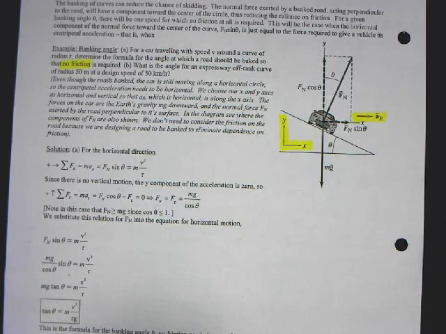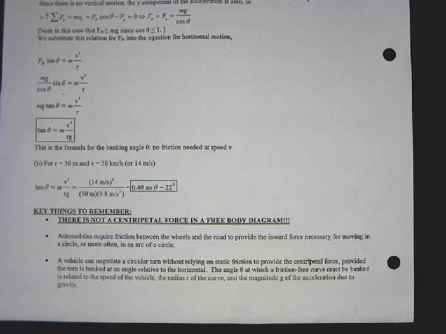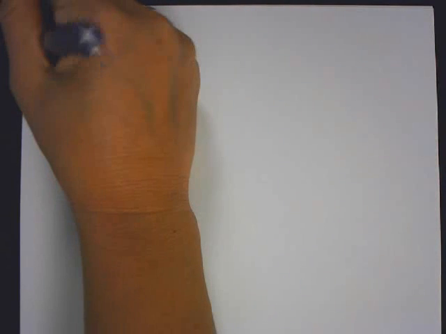So here's the main thing. What we're going to do is work on the homework problems, because I think that will make it easier. All right, so we're going to look at 16 on the back, because this one is banked and it has friction.